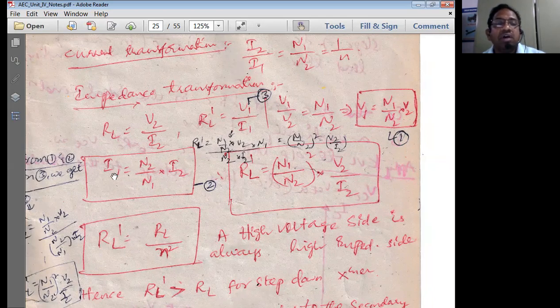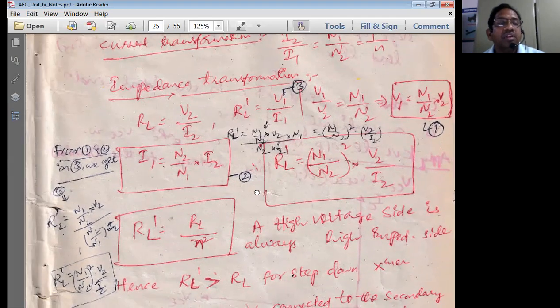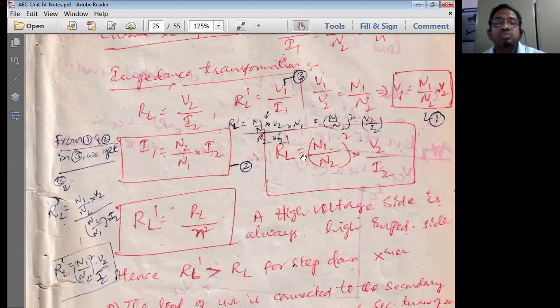Similarly for I1 by I2, I1 by I2 is equal to N2 by N1. So I have equation 1 and equation 2. Equation 3 is RL dash equal to V1 by I1. Now from equations 1 and 2, in 3, what do we get? We have V1 in equation 1, and from equation 2 we have I1. So I can write V1 as N1 by N2 into V2, and I1 as N2 by N1 into I2.